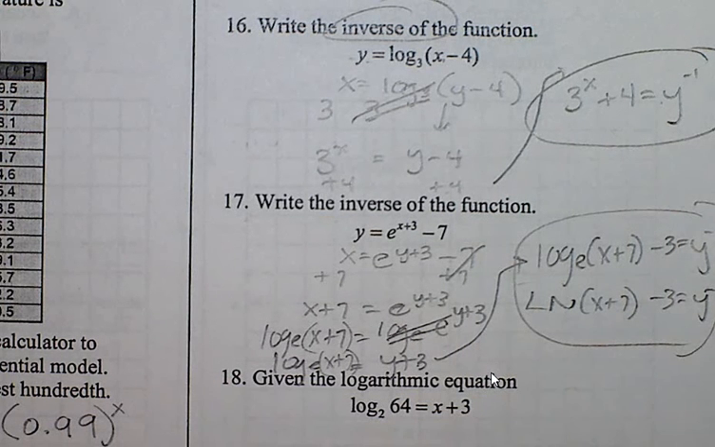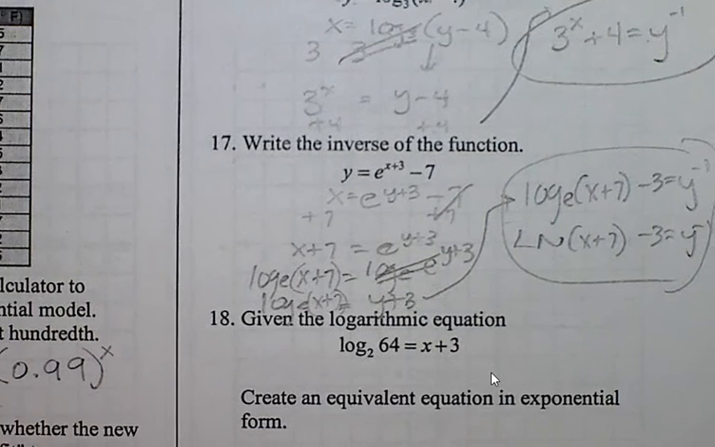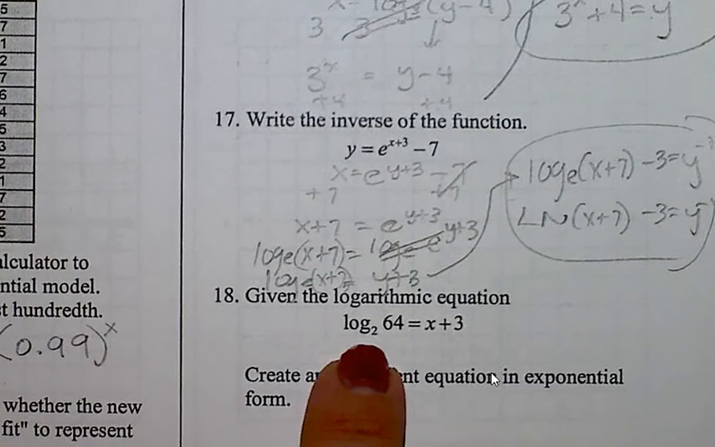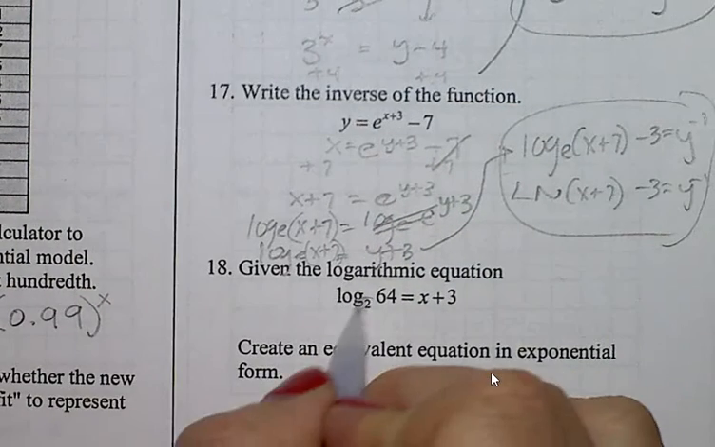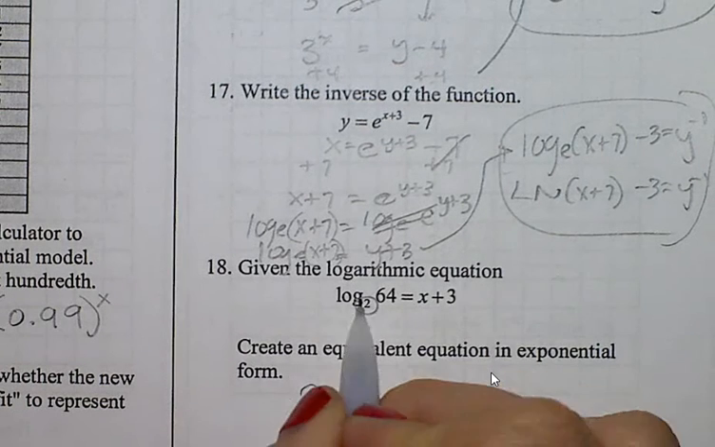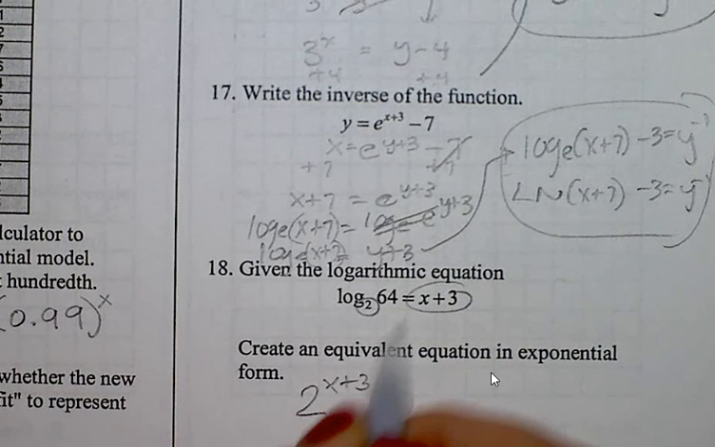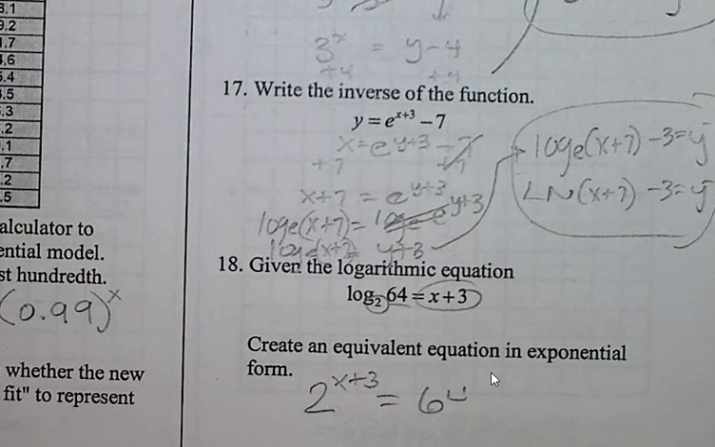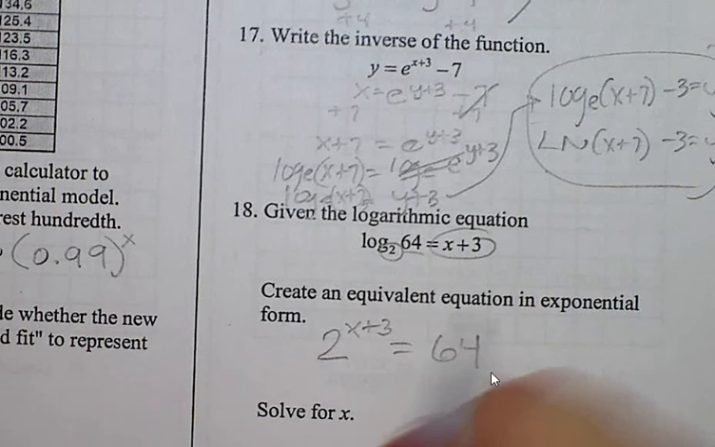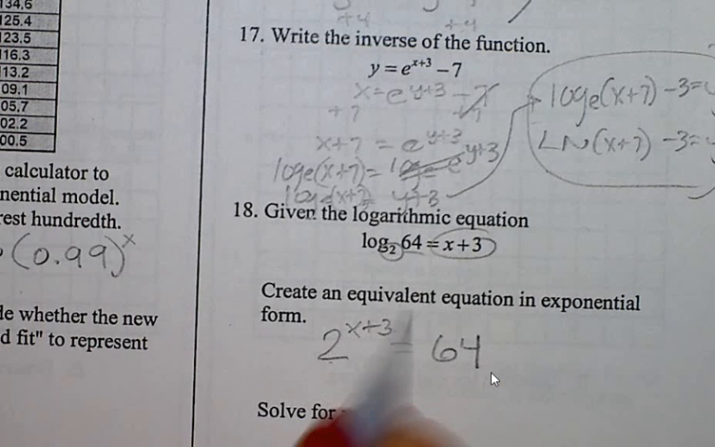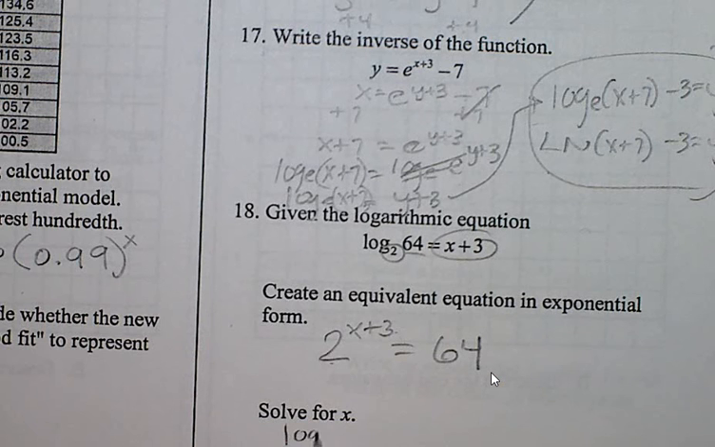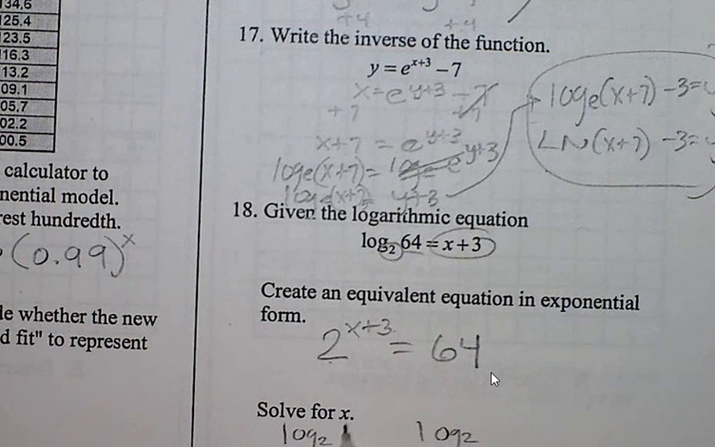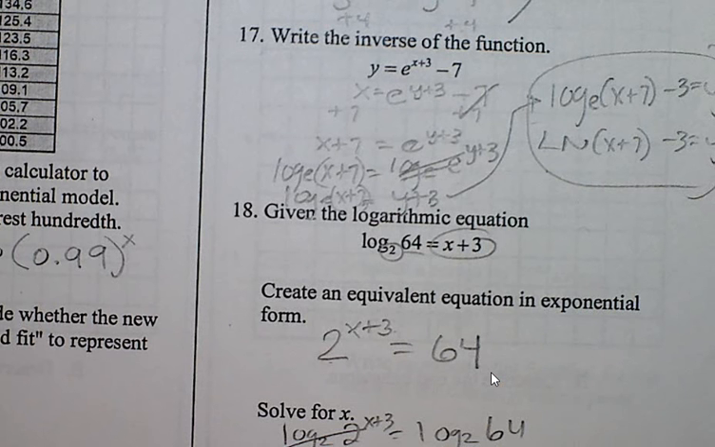Okay, your last one for number 18. You're going to rewrite this log in exponential form. This is your base, it remains as your base. This is your exponent, and this is your answer. Now solving for x, we want to eliminate this so the x plus 3 comes down. So I'm going to do the log of 2 to both sides. And now I want to solve for the log base 2 of 64.